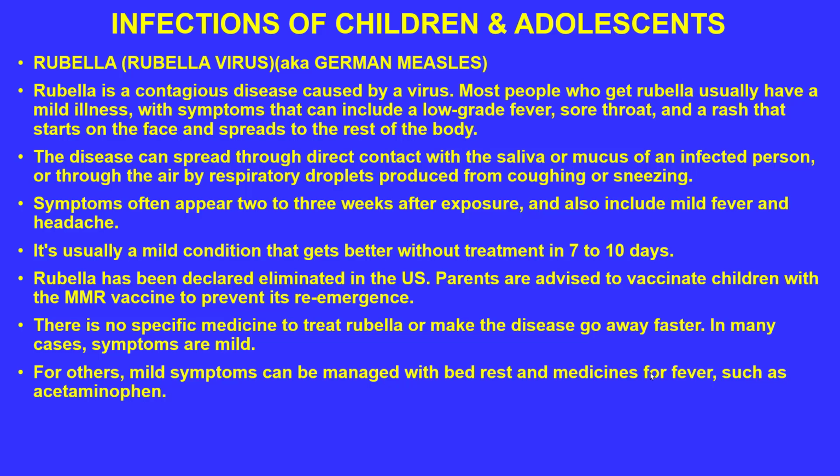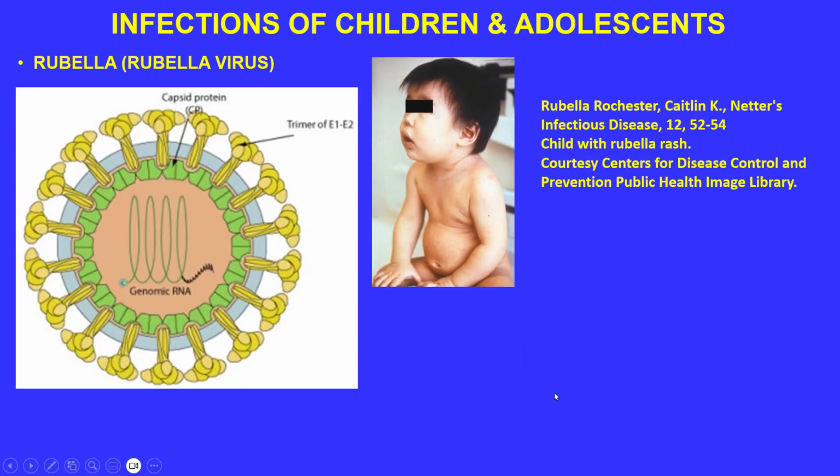Rubella has been declared virtually eliminated in the United States. Parents are advised to vaccinate their children with the MMR vaccine to prevent its reemergence. There is no specific medicine to treat rubella or make the disease go away faster. In many cases, symptoms are mild. And for others, mild symptoms can be managed with bed rest and medicines for fever, such as acetaminophen.